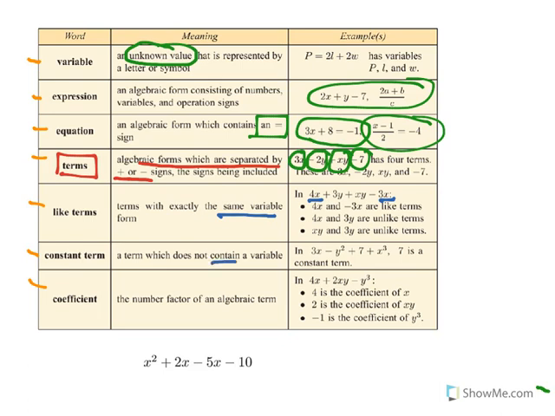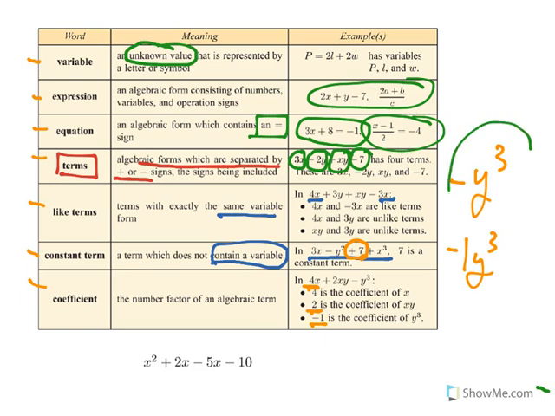A constant term is a term that does not contain a letter, a variable. So in this equation right here, the only constant term we have is 7 because there's no letter with it. Last but not least, the coefficient is the number factor of an algebraic term. So for example, 4 is the coefficient of x, 2 is the coefficient of xy, negative 1 is the coefficient of y cubed. Now you're like, wait, there's no negative 1 there. Negative y cubed is the same as negative 1 times y cubed.